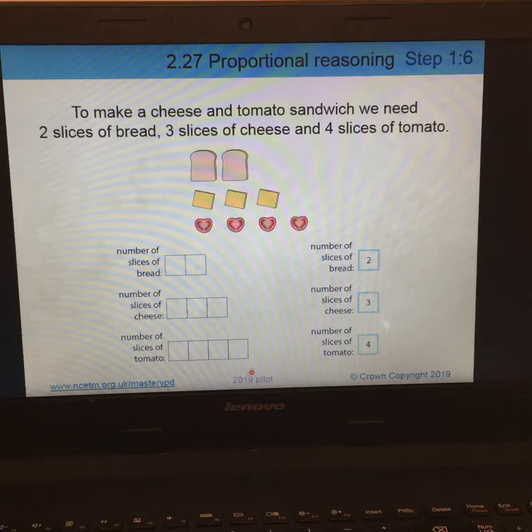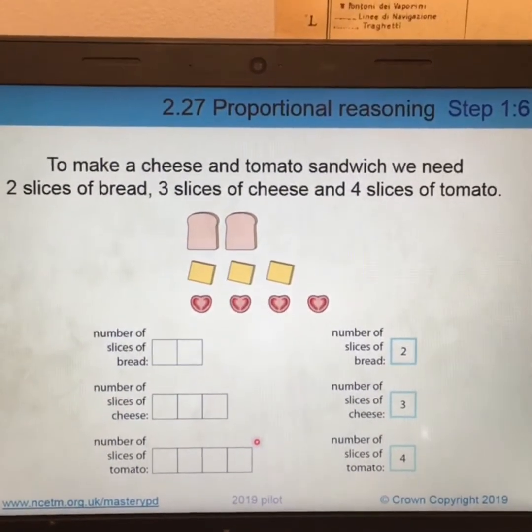Right then, for this next one, it's the same idea, apart from this time we've got 3 different objects to be looking at. So to make a cheese and tomato sandwich, you need 2 slices of bread, 3 slices of cheese and 4 slices of tomato. So have a go at writing down a ratio for these 3 things. And then I want you to answer, what would you need to make 12 sandwiches? So that all makes 1 sandwich. If I wanted to make 12 sandwiches, how much would I need? Okay, pause video and have a go.